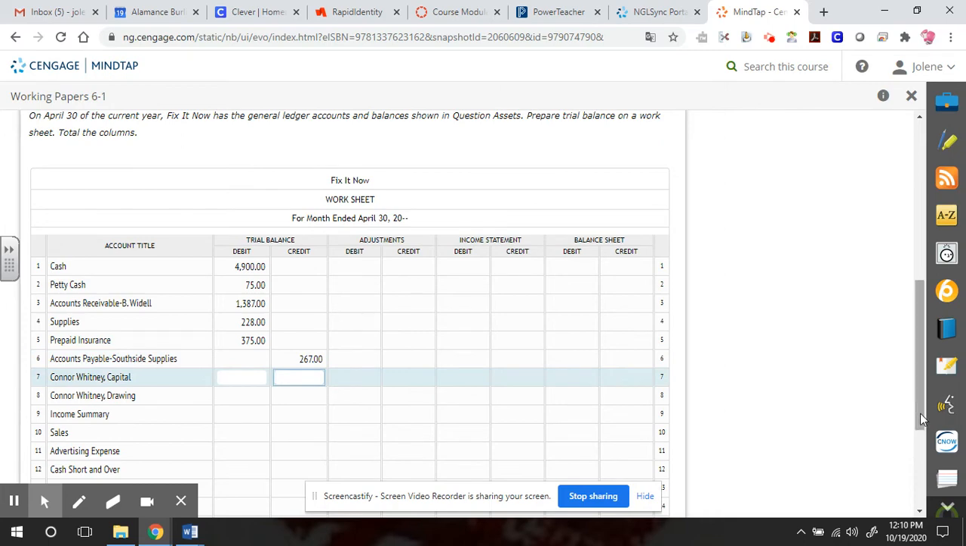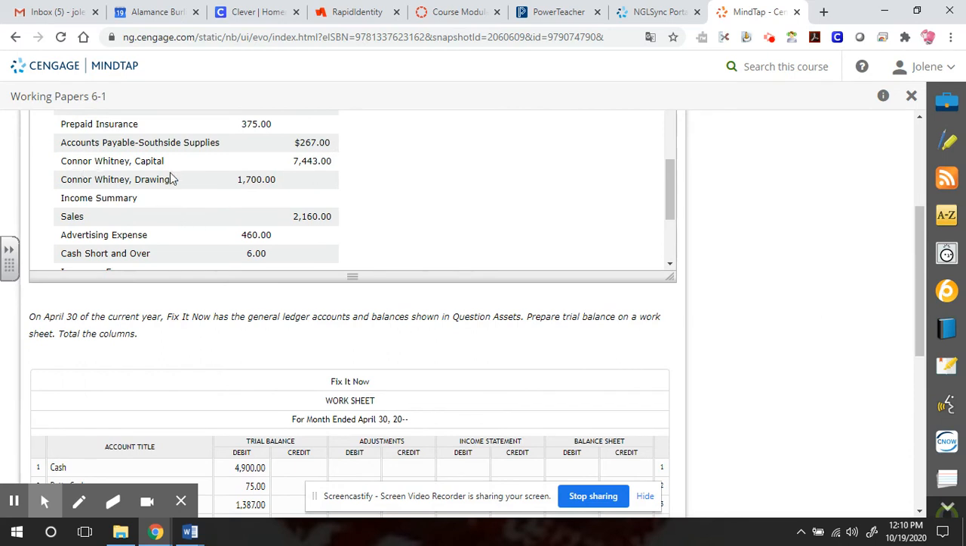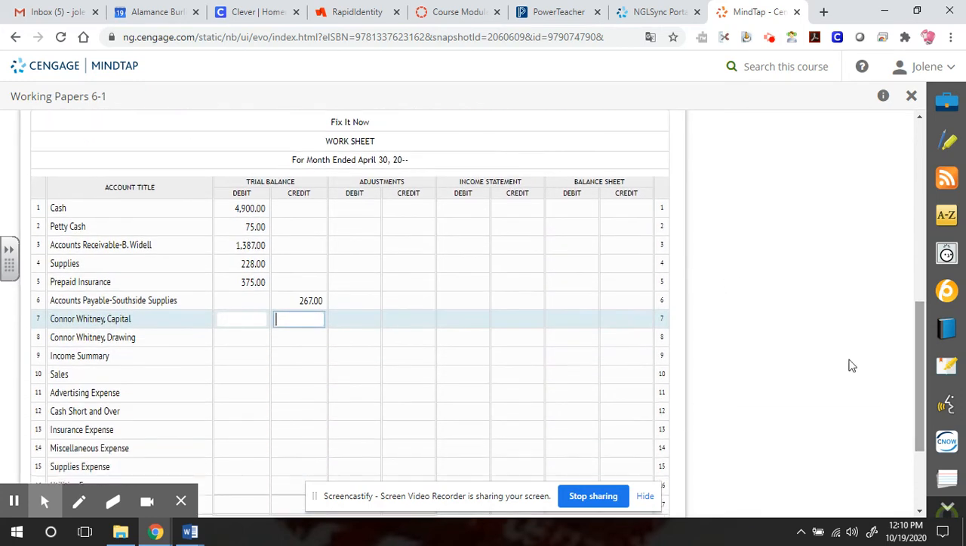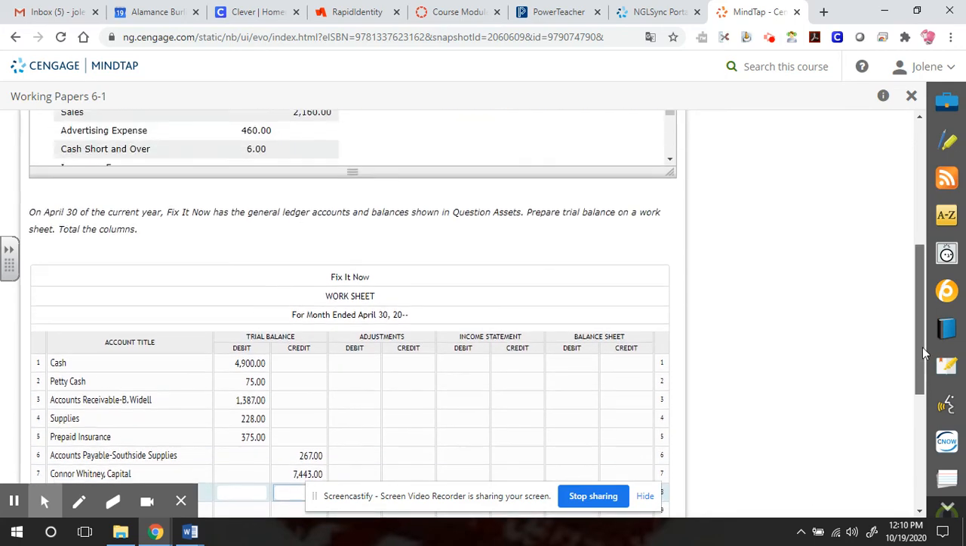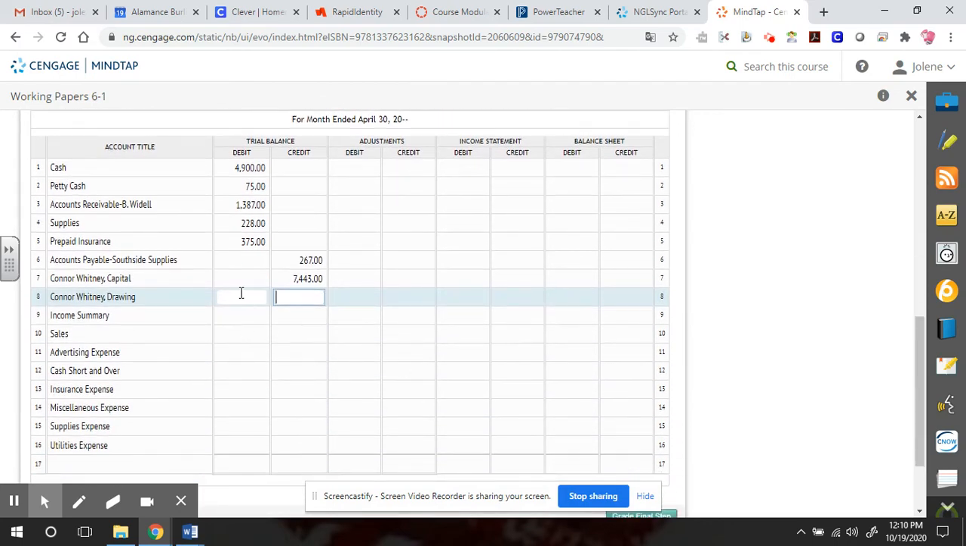Now we go to Connor Whitney Capital, he would be the owner, $7,443 as a credit. That makes sense because your owner's equity has a normal credit balance. Then we have Connor Whitney Drawing, and Drawing has a normal balance of a debit. So he's already taken $1,700 out of his business's money. Income summary is blank. We'll use that later, but we don't use it right now, so you have to leave it blank.